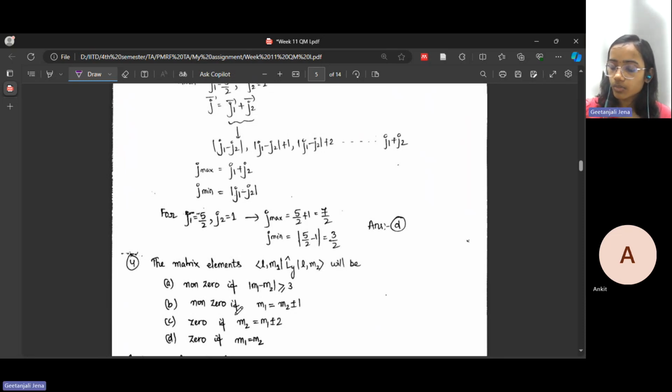So the next problem is, let me read out the question for you. The matrix element <L M1| Ly |L M2> will be: this matrix element will be non-zero if the first option is mod of M1 minus M2 is greater than or equal to 3.